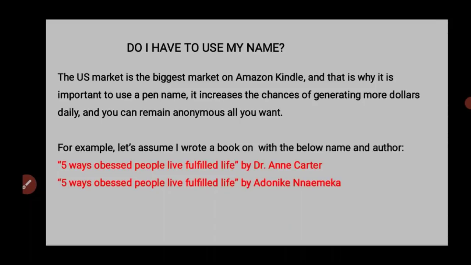So, for example, let's assume I wrote a book with the below name and author: 5 Ways Obese People Live a Fulfilled Life. This is a topic I haven't written on. I don't know how profitable it is. I've not researched it, but it's looking like something good. When I was preparing for this masterclass, I was looking at it and wondering where this inspiration was coming from, right? So, 5 Ways Obese People Live by Dr. Ann Carter. And then you say 5 Ways Obese People Live a Fulfilled Life by Adonike Sylvester. Well, Adonike is my surname, and Nemeka is my Igbo name, my local name.